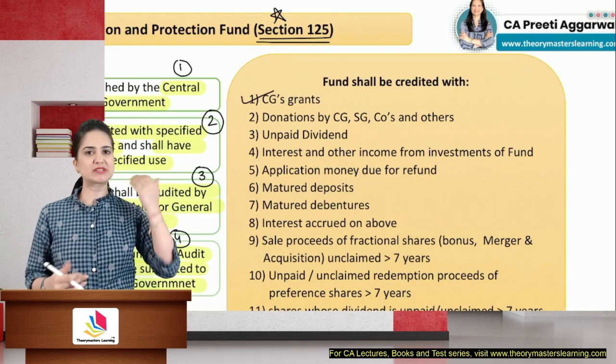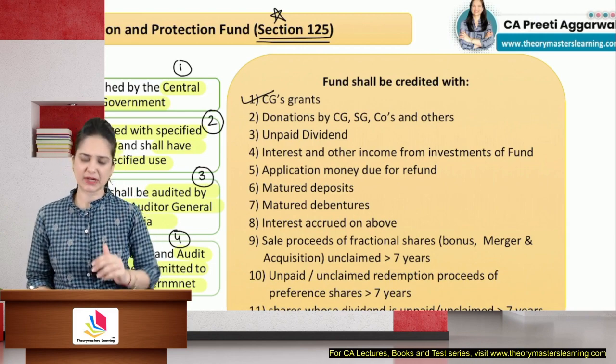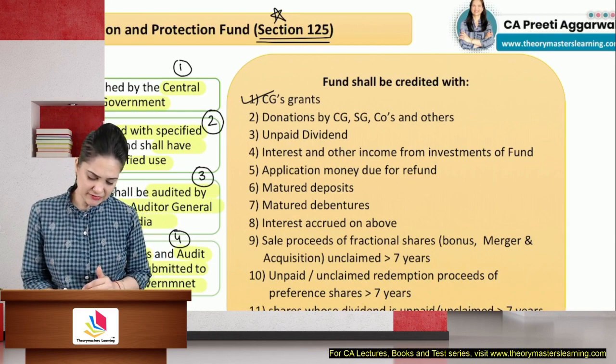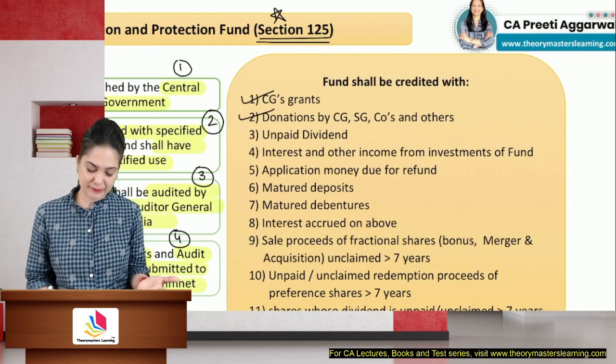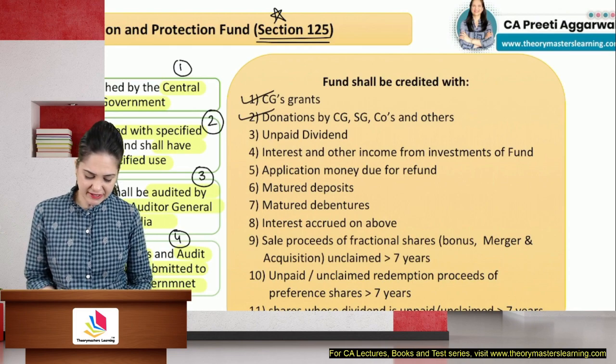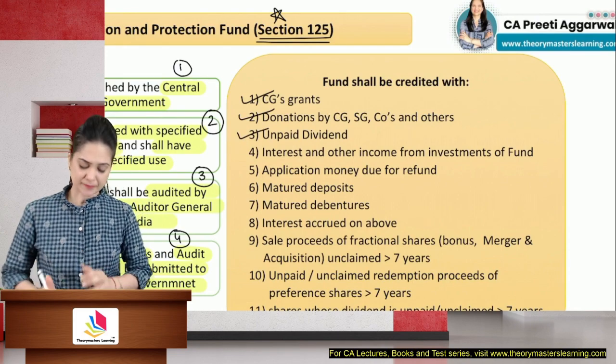Central government may give some grants so that the money can be utilized for education and promotion of investment activities. Donations may be given by central government, state government or other companies, maybe by a foreign company or foreign government. We will credit the unpaid dividend. This is the main purpose.